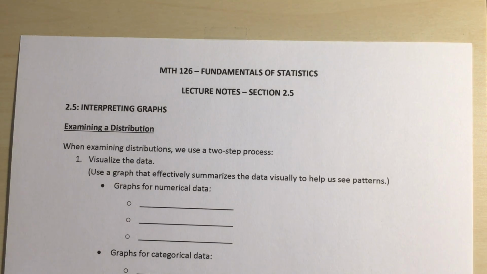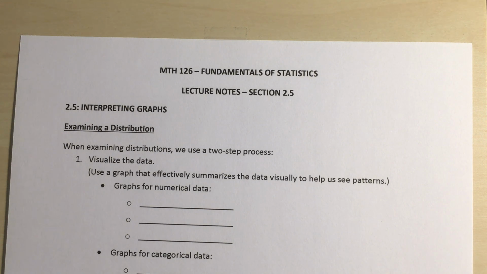Okay, so to finish off section 2.5, we're going to talk a little bit about interpreting graphs. What we're going to look at first is pretty much just a summary of the different things that we have talked about so far in this chapter. When we're examining distributions, we use a two-step process. Our first step is to visualize our data. Our second step is to summarize the data.